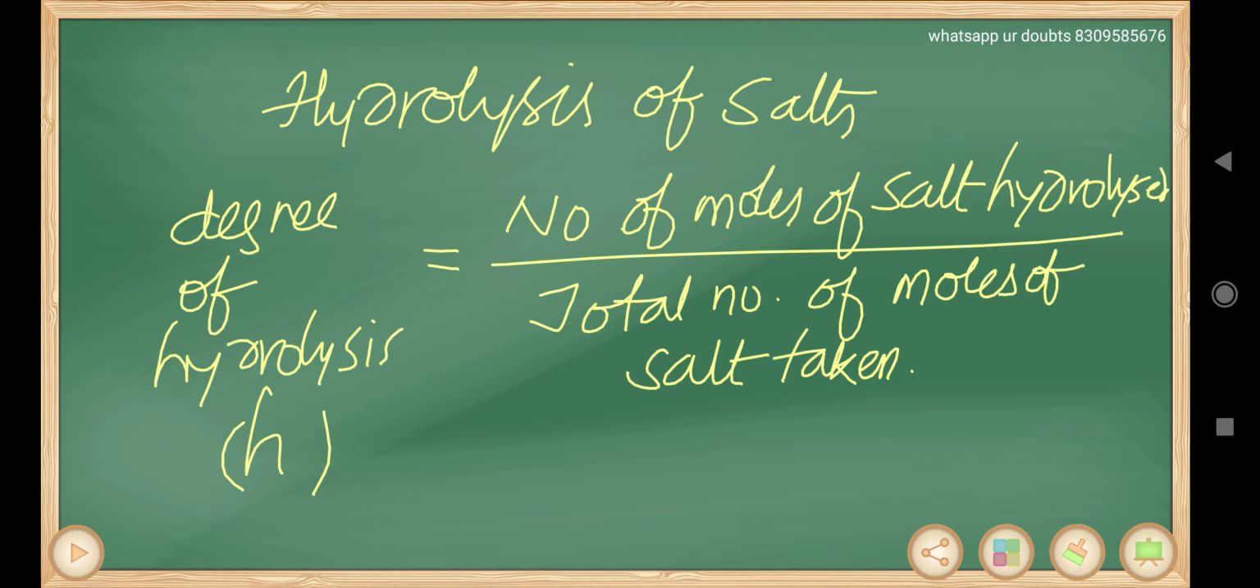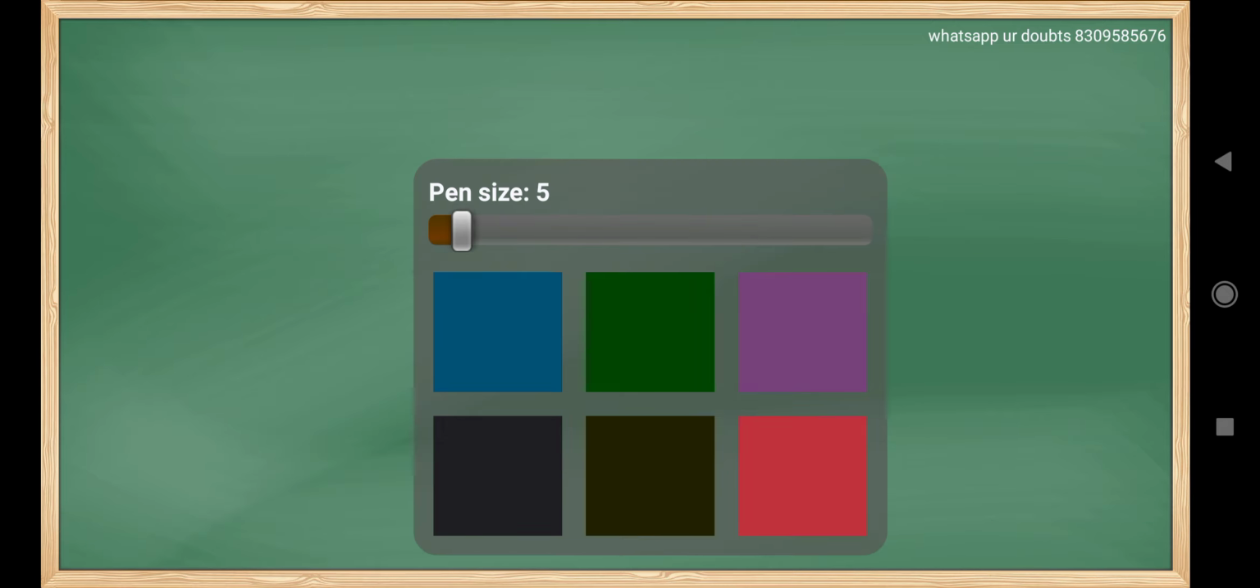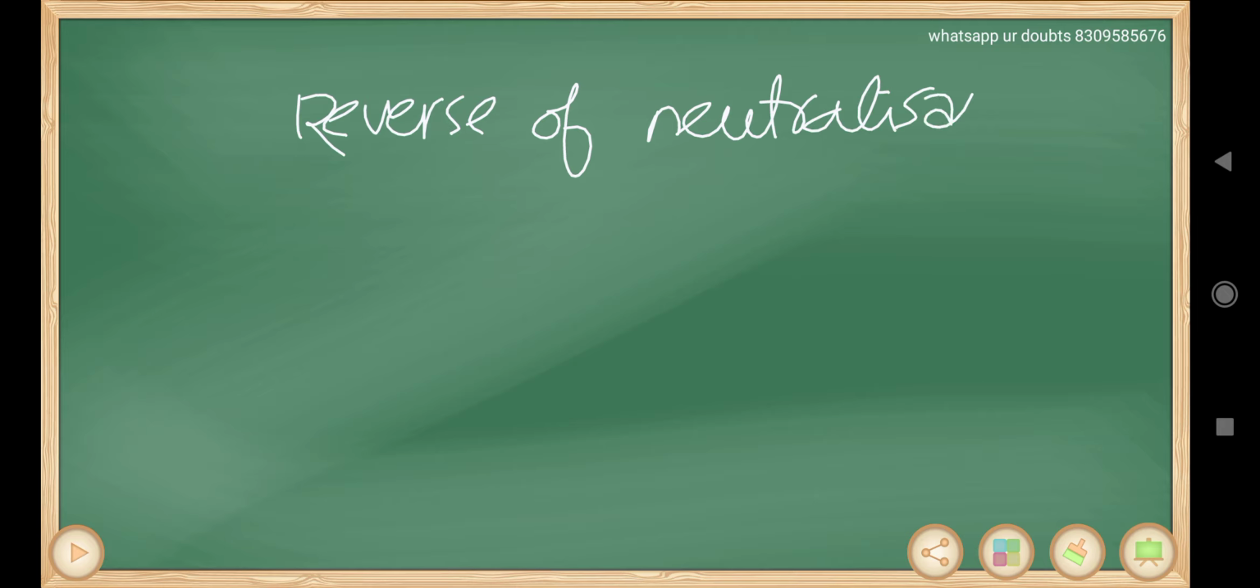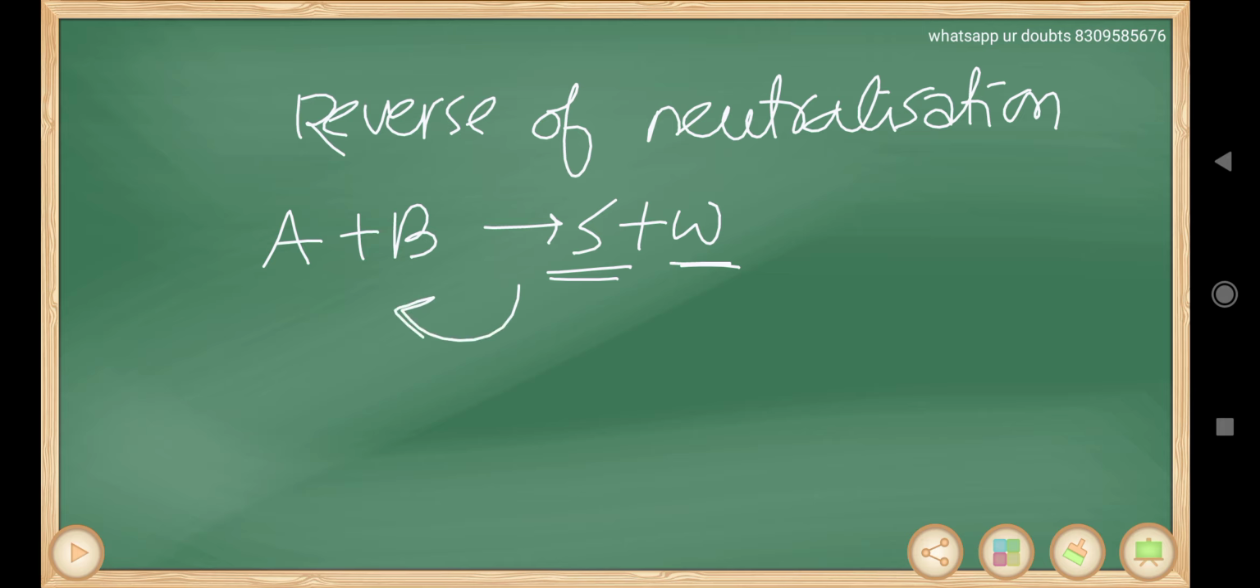The hydrolysis process is the reverse of neutralization. What happens in neutralization is acid plus base gives rise to salt and water. Now we are saying salt and water gives you either acidic or basic or neutral solutions. So you can say hydrolysis is the reverse of neutralization. Hydrolysis is a reversible reaction, because when acid and base react, salt and water are formed, and when salt and water react, acid and base are formed.